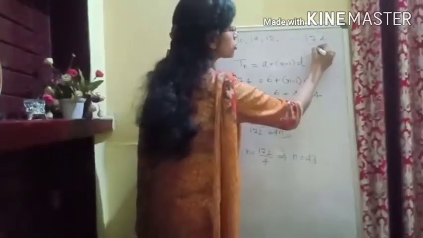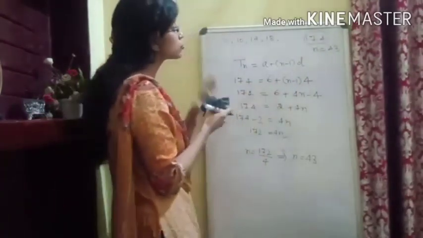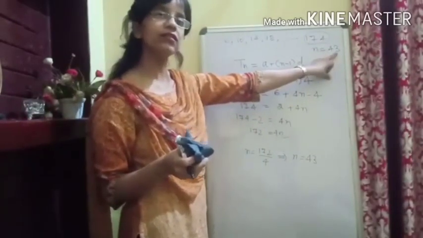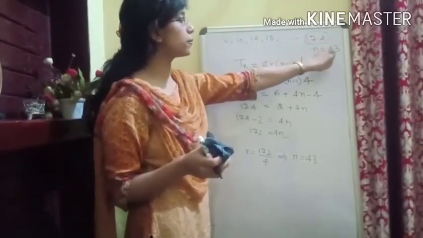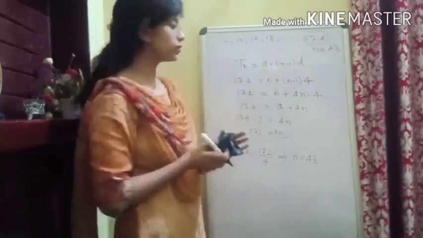That means which term is this? 43rd. That means total number of terms, how many terms are there? In total there are 43 terms, because the last term is coming at which place? 43. So that's how we calculate the number of terms.